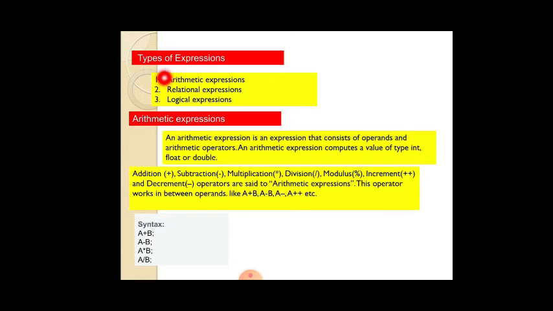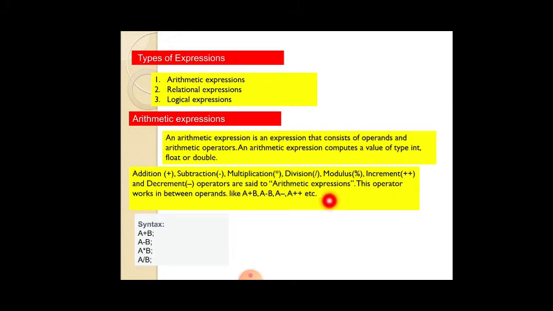So next let us see types of expressions: arithmetic expression, relational expression and logical expression. First let us learn about arithmetic expression. In previous classes also we have learned what arithmetic expressions are. An arithmetic expression is an expression that consists of operands and arithmetic operators. An arithmetic expression computes a value of type int, float and double. Addition, subtraction, multiplication, division, modulus, increment and decrement are known as arithmetic operators.